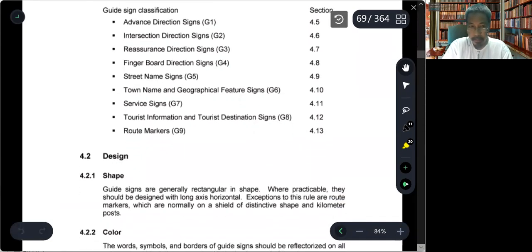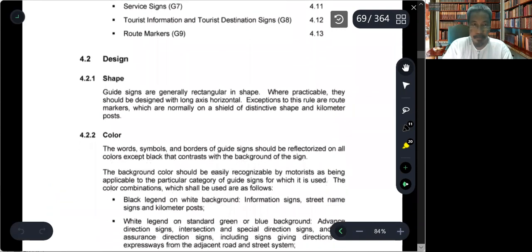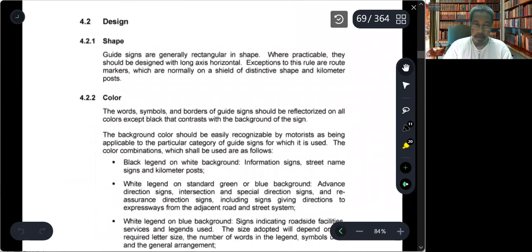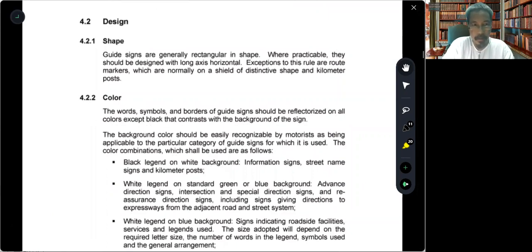So let's proceed to how this type of sign is to be designed in accordance with certain standards. Shape and color. Let's talk about the shape. Guide signs are generally rectangular in shape. Where applicable, they should be designed with the long axis horizontal. So it is like this, a rectangle horizontally placed. An exception to this rule are route markers, which are normally on a shield of distinctive shape, and kilometer posts. So a kilometer post could not be made rectangular in a horizontal direction.